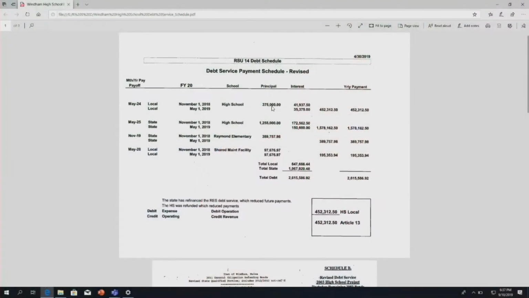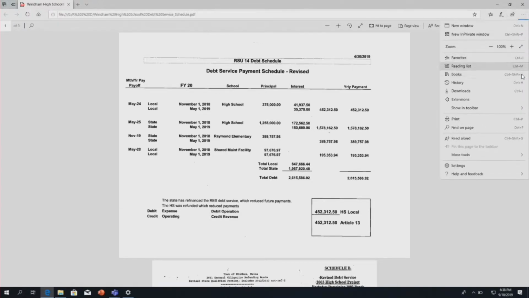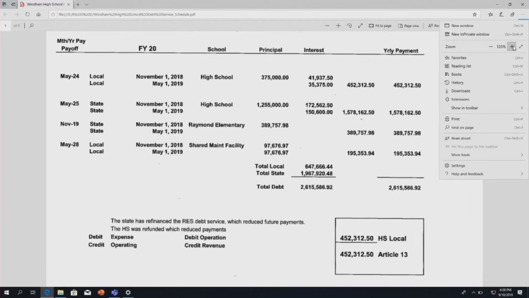Regarding the one Raymond concept, can I just share one more thing, then I hope you can see this. I'm not sure I can make this any bigger, but this is the debt service schedule that Chris sent over, and I'm not sure I understand this thing.